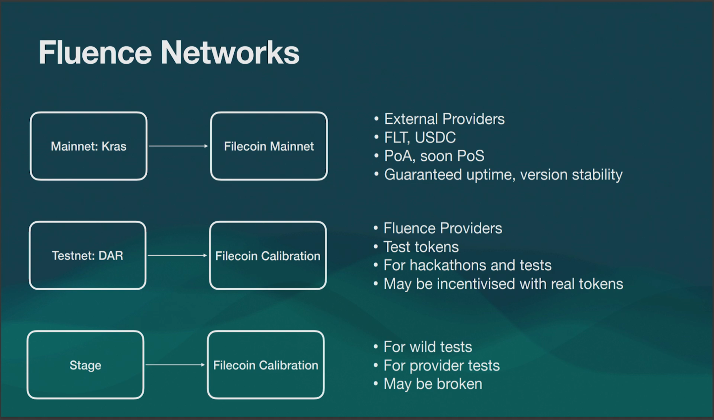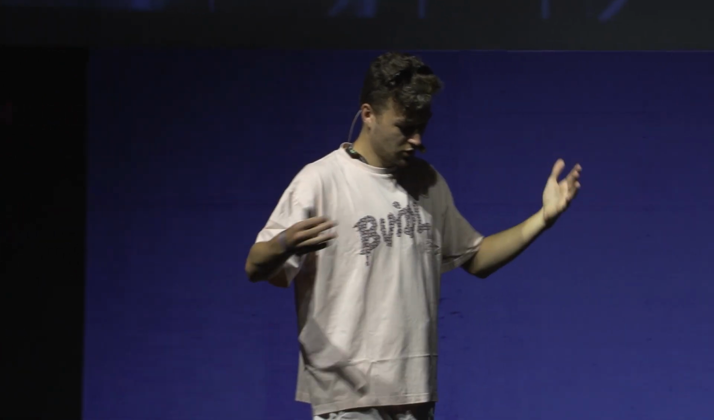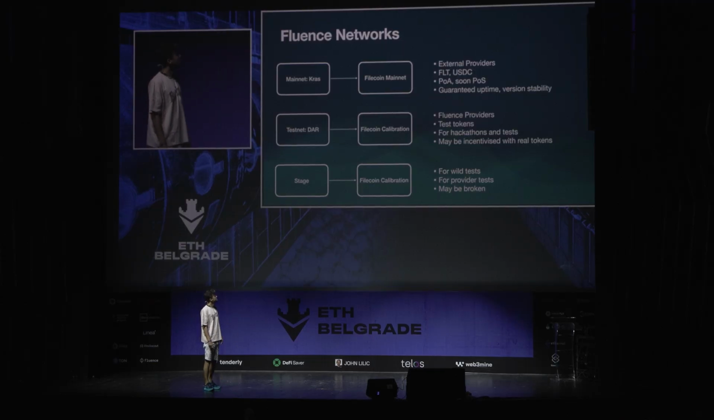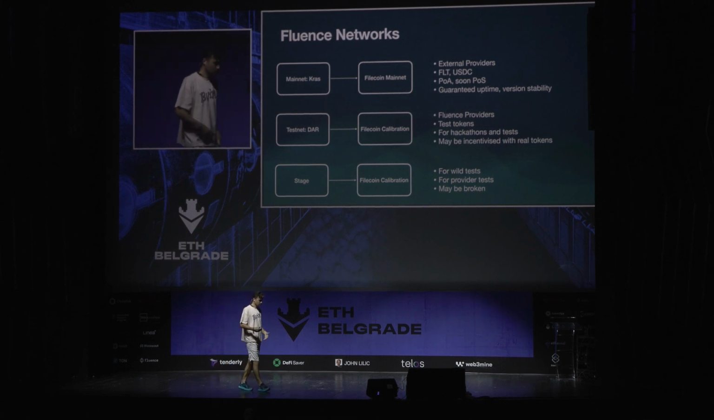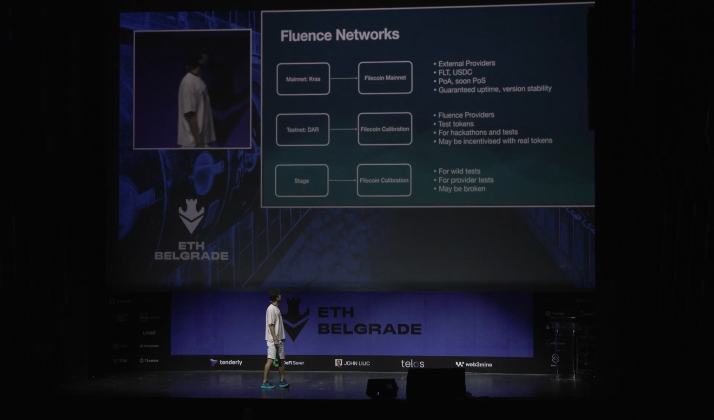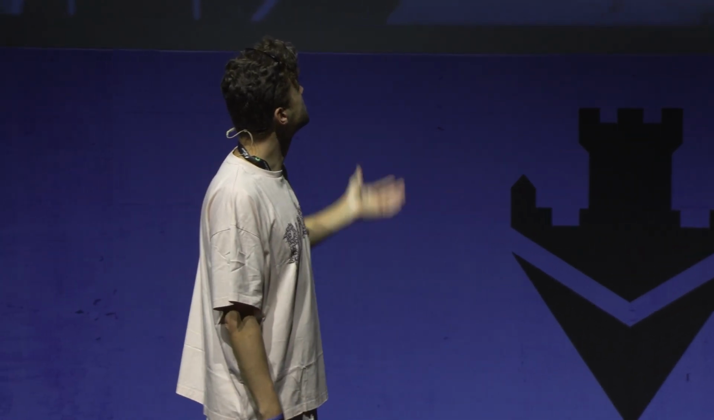Right now, we have two main networks. There is a mainnet that's called Cross. It's parented to the Filecoin mainnet, and it works on real tokens, real FLT and USDC. We have external providers and are onboarding more and more of them. We have an on-call team that guarantees uptime of that network. We guarantee version stability, and we make sure that if we are updating something major, we notify people about that. So it's the stablest network that we have.